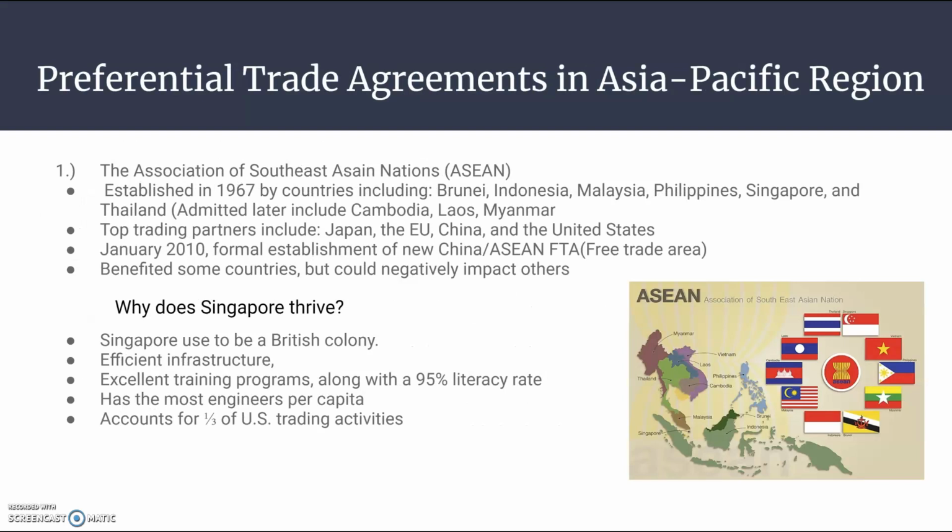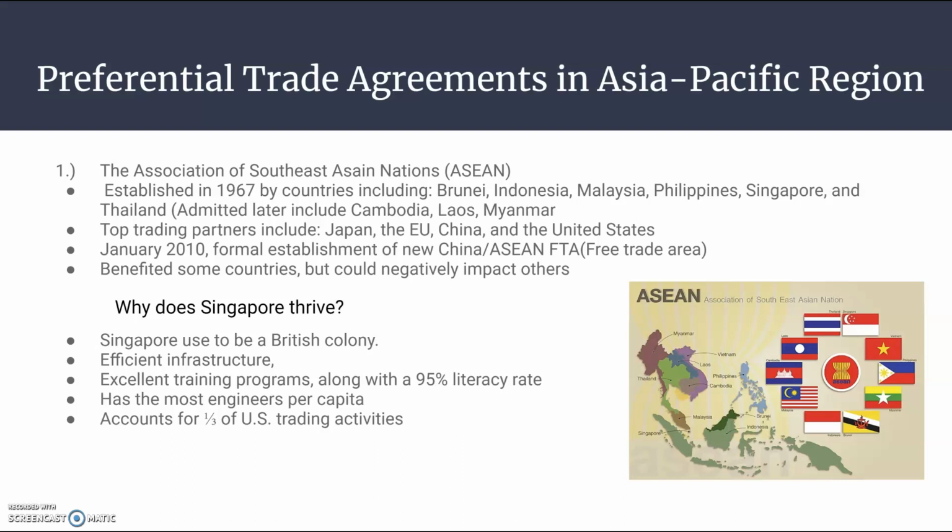And then in the Asia-Pacific region, the first trade agreement was the Association of Southeast Asian Nations, ASEAN for short. It was established in 1967 by countries including Brunei, Indonesia, Malaysia, Philippines, Singapore, and Thailand. Admitted later were Cambodia, Laos, and Myanmar. Their top trading partners include Japan, the EU, China, and the United States.